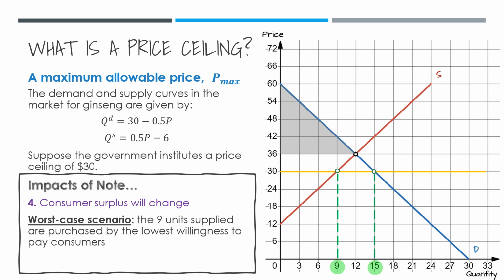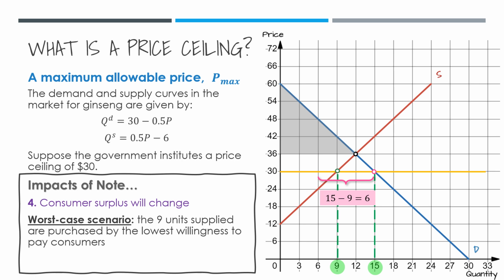Before we can compute this worst case scenario consumer surplus, we need to determine where these buyers are on the graph specifically. So we know that there are 15 buyers and only 9 units for sale, because that's how many units suppliers are willing and able to supply at this price ceiling of $30. So visually, I'm putting a dot at 15 here along the demand curve, and I'm going to subtract 9 to figure out how far to the left I need to go to find the consumer surplus area. So 15 minus 9 is 6.